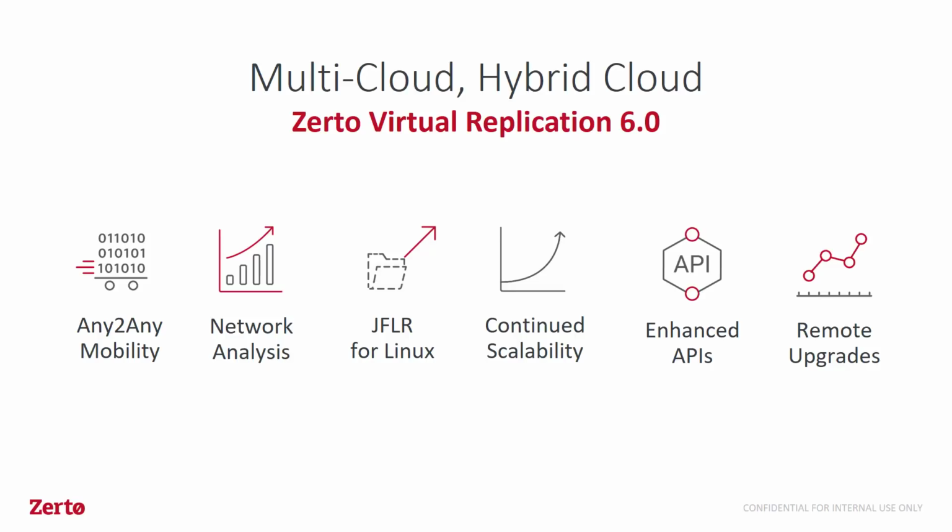Also important is network analysis and understanding what's going across that pipe. How is my application being replicated? Am I within the tolerances that I've set forward? Also enhancing our journal file level recovery, adding Linux to the party and bringing you Linux file system support is something that you can bring back those files and folders and recover without having to pull back an entire VM.